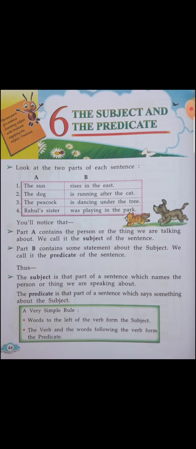And the predicate gives us some more information about that subject. A very simple rule to remember how to identify the subject and the predicate in a sentence. Words to the left of the verb form the subject. The verb and the words following the verb form the predicate.